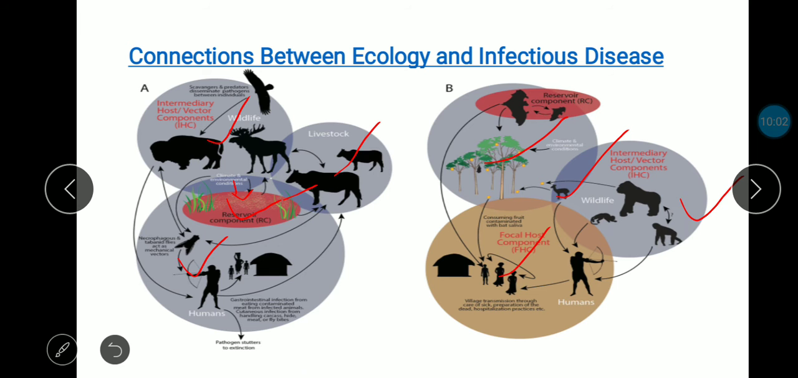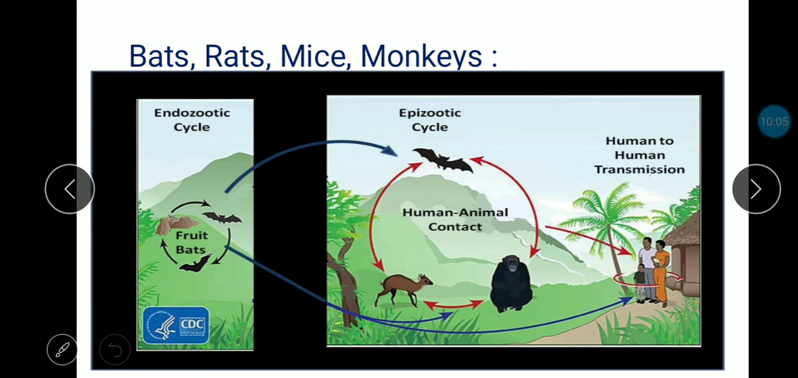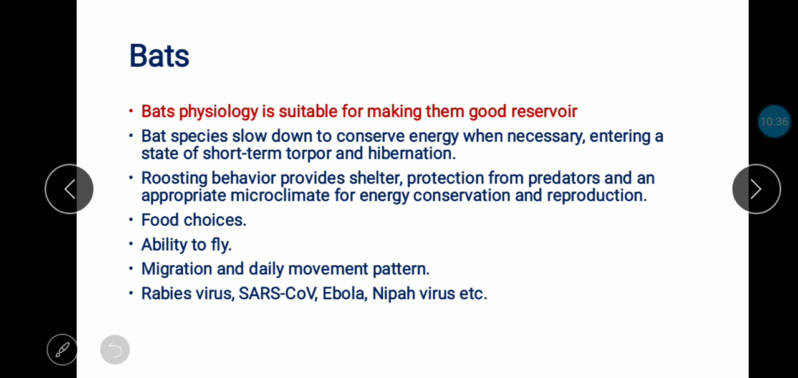In this way, there are interconnections. In this diagram, the major animal reservoirs, bats, rats, mice and monkeys, are shown with their interconnection between the air, soil, water and the human being. In this way, all the reservoirs are interconnected.